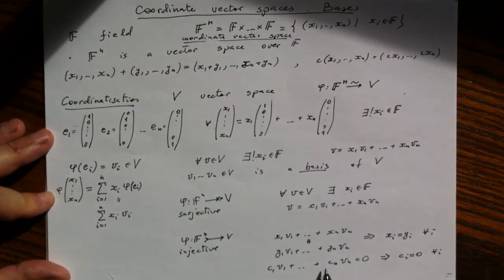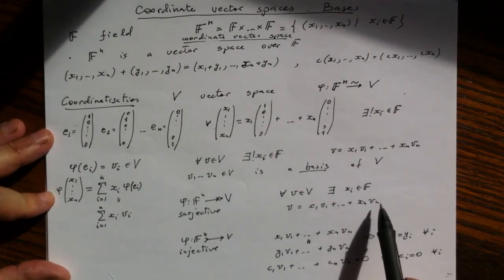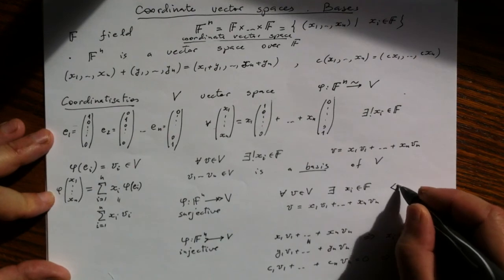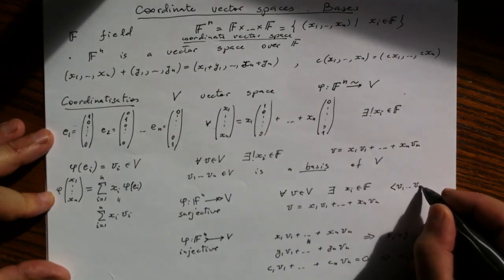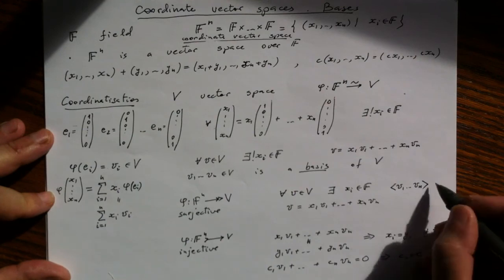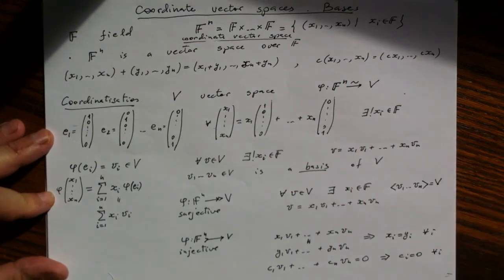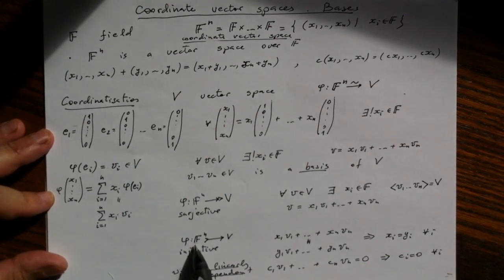So this is called linear independence of vectors v1 up to vn, and this is called the spanning property. That is sometimes denoted like that: the span, the set of all linear combinations of vectors, is our V. And here we just say that the v_i's are linearly independent. So that is a special name for the property which is equivalent to the map corresponding to the collection being injective.